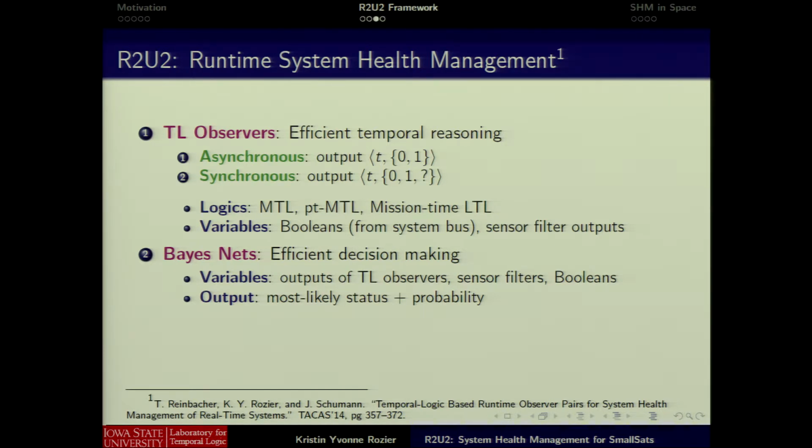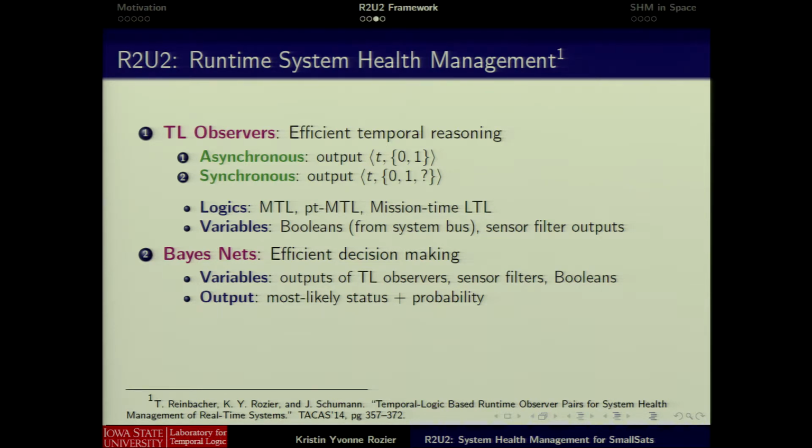We attempt to add the system health management framework capability through two major pieces of architecture. We pair temporal logic runtime monitors for very efficient temporal reasoning with Bayes nets for efficient decision making. So we accept specifications in metric temporal logic and also past-time MTL. We also allow users to write linear temporal logic, since that is an incredibly popular specification language. And we call it mission-time LTL, because when we encode the LTL, we take into account mission parameters to ensure that eventualities are fulfilled the way the specifier intended.